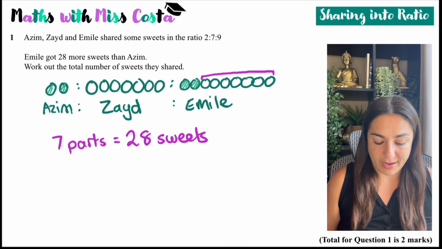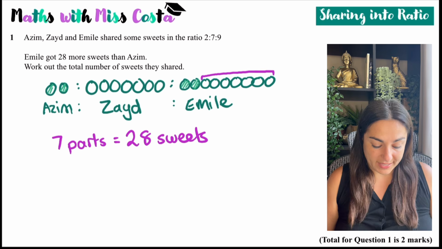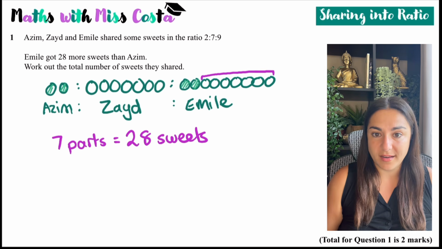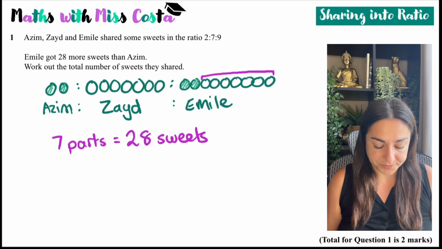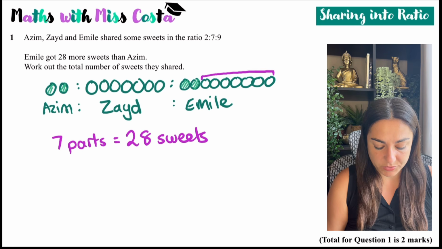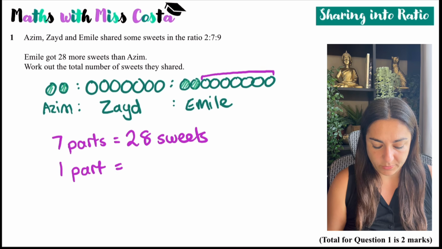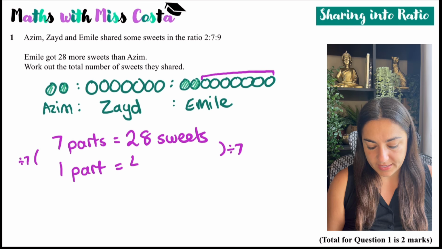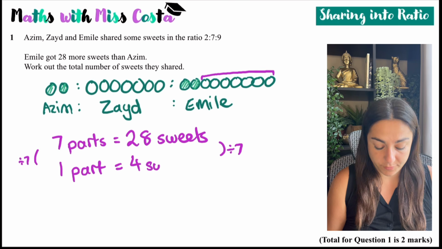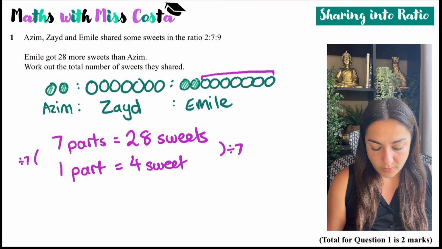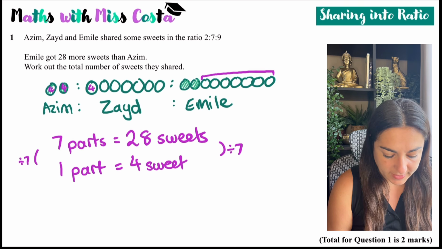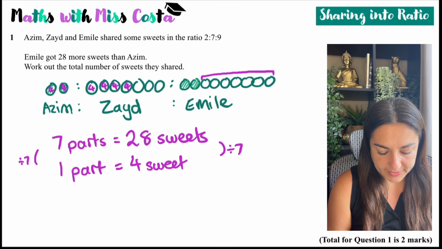If you draw it out and physically see, you can be like, okay, well, Azim has 2, Emil has 9. So if I subtract 2 from 9, I know that Emil has 7 parts more. So if 7 parts is equal to 20 sweets, you could figure out what 1 part is equal to. We divide by 7 to get 1 part, and 20 divided by 7... so I know that 1 part is equal to 4 sweets. So each of these parts are equal to 4 sweets.